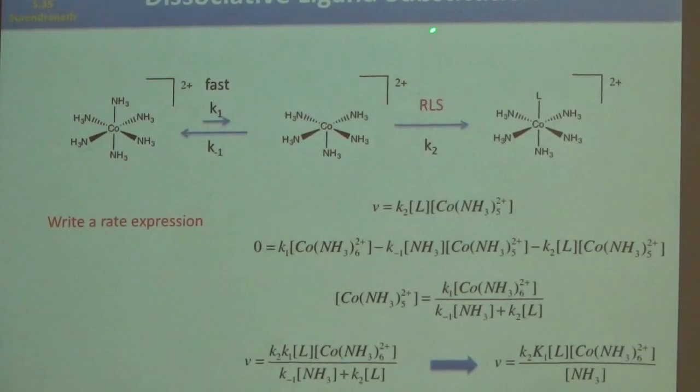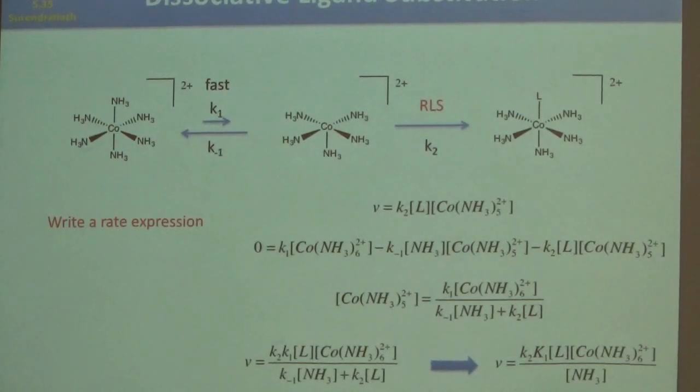And that's reasonable, because we're saying this is essentially in equilibrium. And because ammonia is a product of the equilibrium, when I add more ammonia, I shift this equilibrium more to the reactant side, and that inhibits the overall reaction. And likewise, if we vary the concentration of L, we would expect an acceleration of the rate. So you get a lot of intuition about how exactly this situation goes.